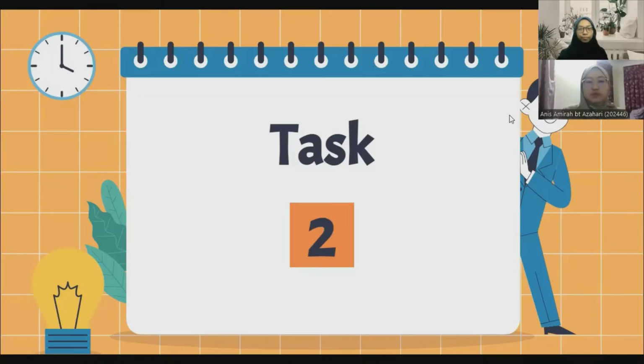So now we will be presenting task 2, but first let us introduce ourselves. My name is Amirah Azahari. My metric number is 202446 and my partner is Mardhiah Binti Illias, and my metric number is 205195. So next.